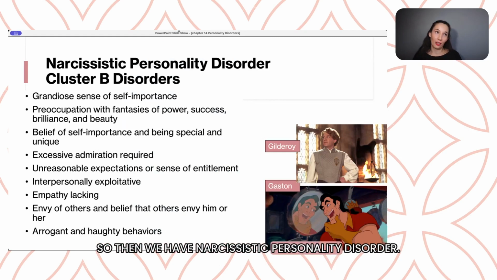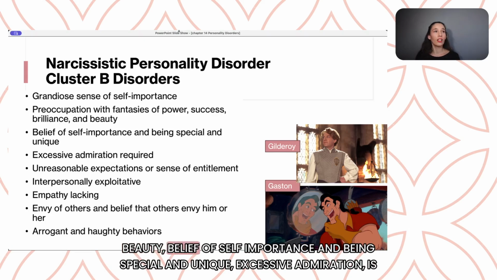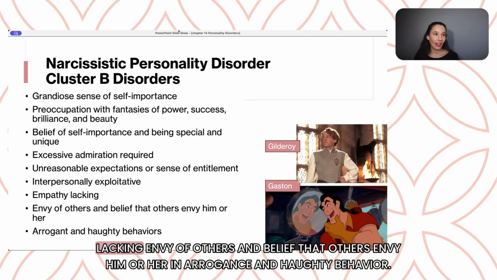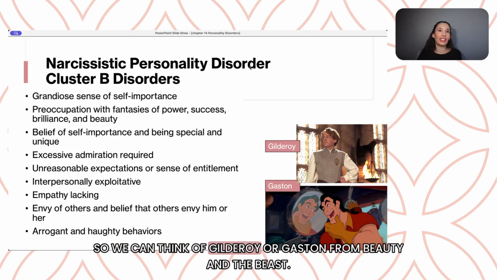So then we have narcissistic personality disorder. So this is a grandiose sense of self, preoccupation with fantasies of power, success, brilliance, and beauty, belief of self-importance and being special and unique. Excessive admiration is required, unreasonable expectations or sense of entitlement, interpersonally exploitive, empathy lacking, envy of others and belief that others envy him or her, and arrogance and haughty behavior. So we can think of Gilderoy or Gaston from Beauty and the Beast.